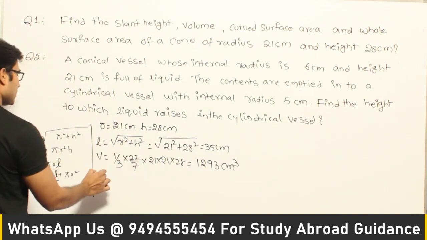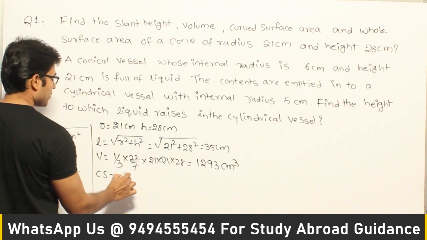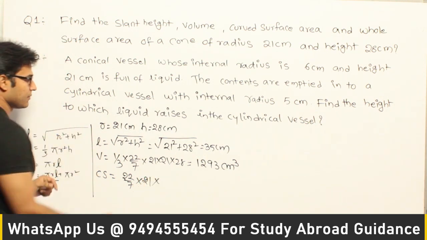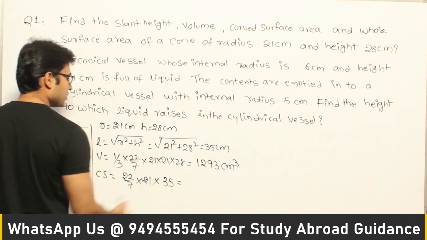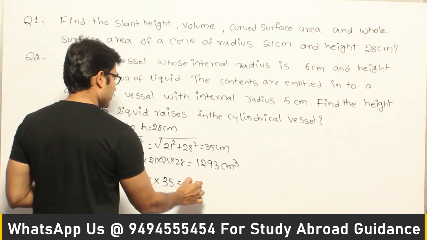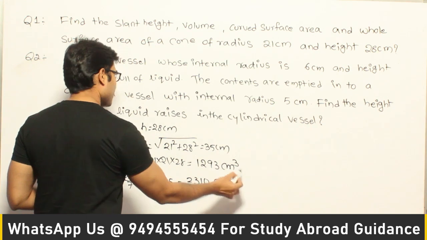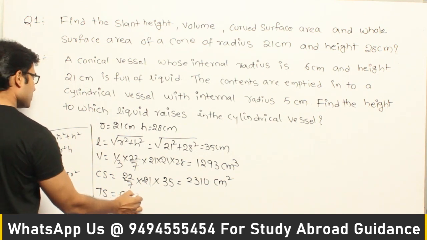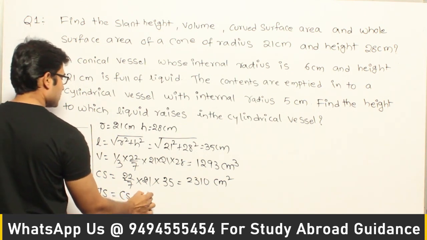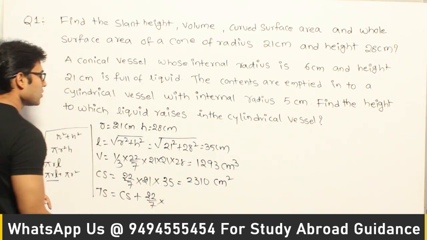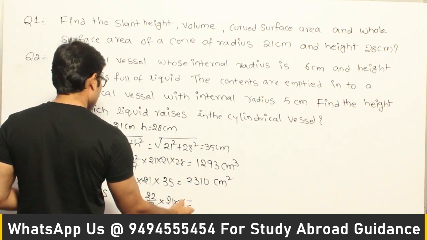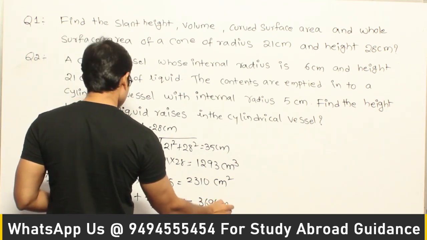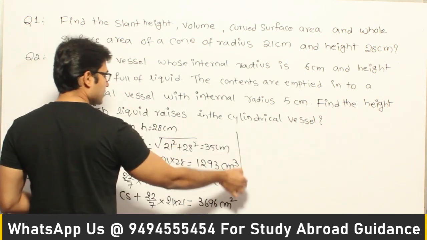And the next one is curved surface area. Curved surface area is pi into r into L. Pi is 22/7 and r is 21, and L is the length of the slant height, which is 35. So this is going to be 2310 centimeters square. And the next one is total surface area. Total surface area, as you know, is the sum of curved surface area pi r L plus pi r square. So pi r square is 22/7 into 21 into 21. Now this entire number is going to be 3696 centimeters square. So these are the answers for the first one.